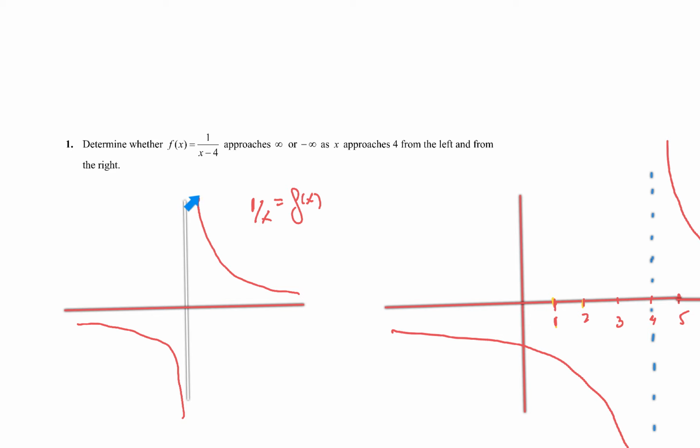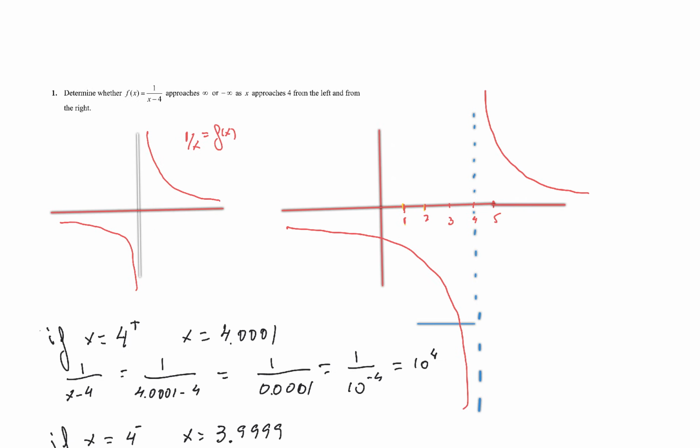Okay, how will we draw this function? 1 divided by x is not defined at x equals 0 because you cannot divide by 0. So the graph of 1 divided by x is this graph. What will be the graph of 1 divided by x minus 4? What you will do is translate the graph 4 units to the right. If you translate the graph 4 units to the right, the graph that will appear will be this one. This is the function. This vertical line is x equal 4.